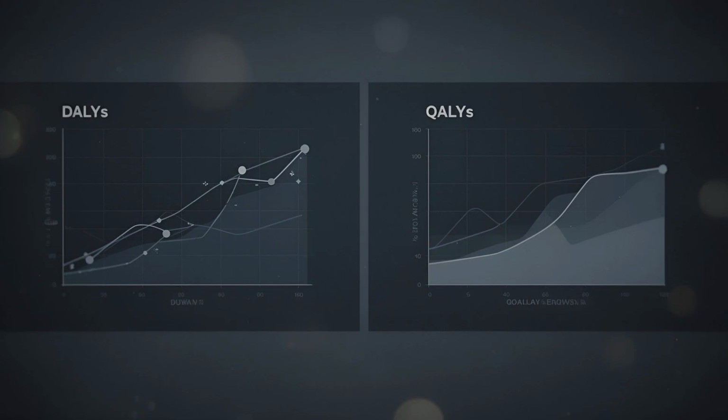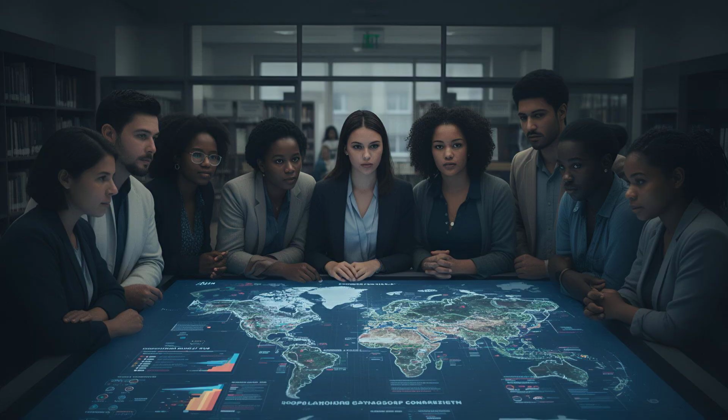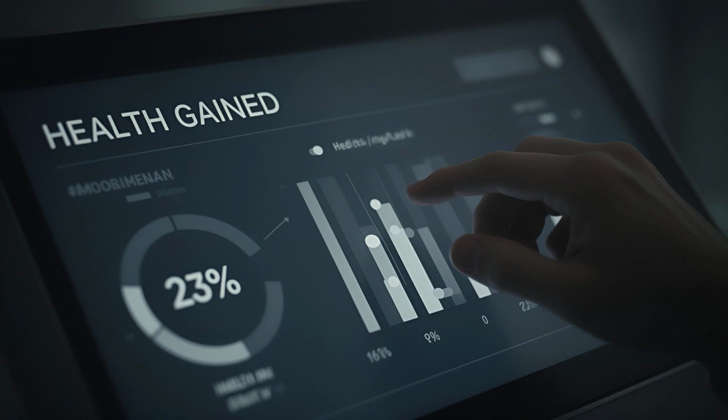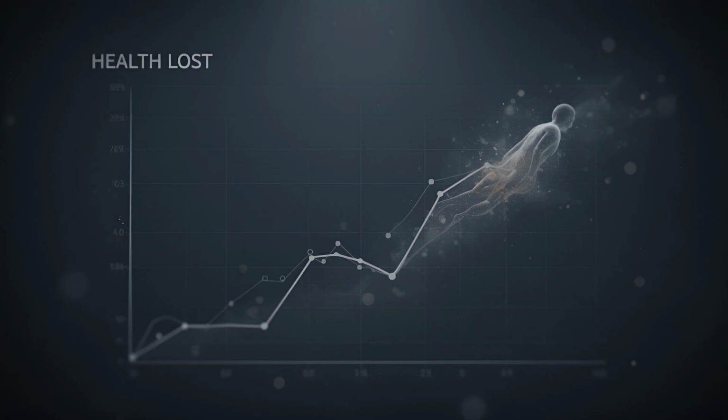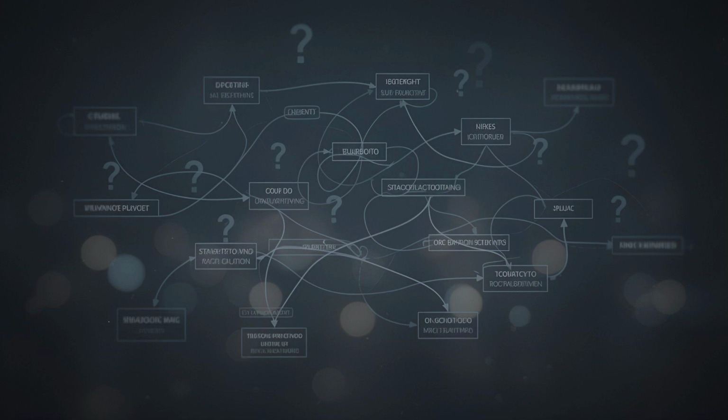Although they look similar, DALYs and QALYs were designed for different purposes. QALYs were developed primarily for clinical and economic evaluation, particularly in high-income health systems. DALYs were designed for population-level comparisons, especially in global health. In simple terms, QALYs measure health gained through treatment. DALYs measure health lost through disease. This difference means that the two measures are often used in different policy contexts, but the story is not quite so straightforward.